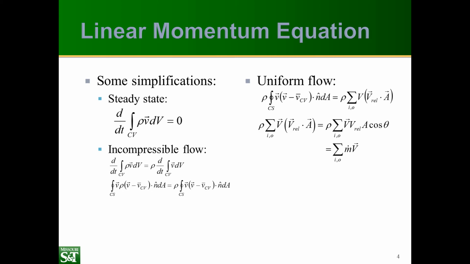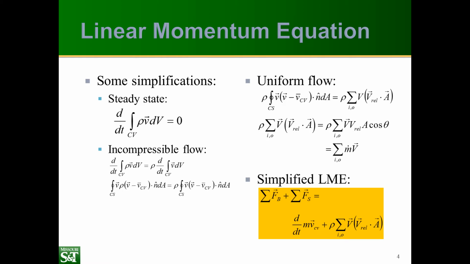If we know the mass flow rate and we know the velocity, we can get the momentum in and the momentum out. Last, if we add all these things together, we can come up with a little bit of a simplified linear momentum equation. Here we have the change in the momentum of the control volume, and here we have the momentum in and the momentum out of the control volume, and then here we have the forces acting on the fluid.